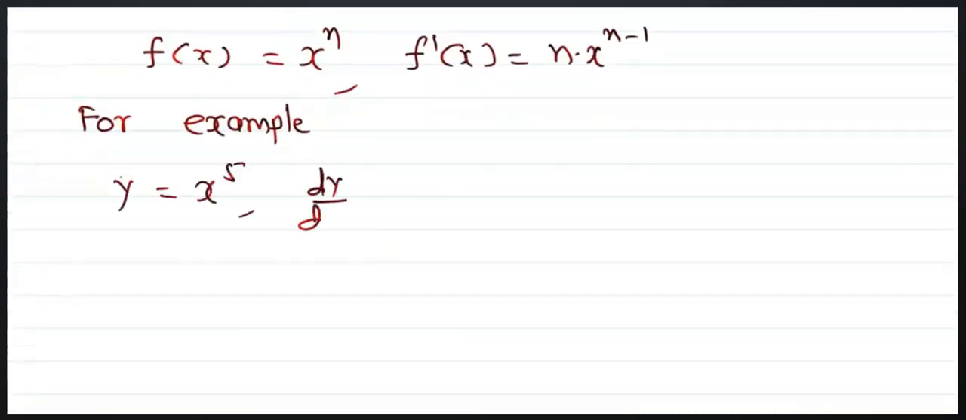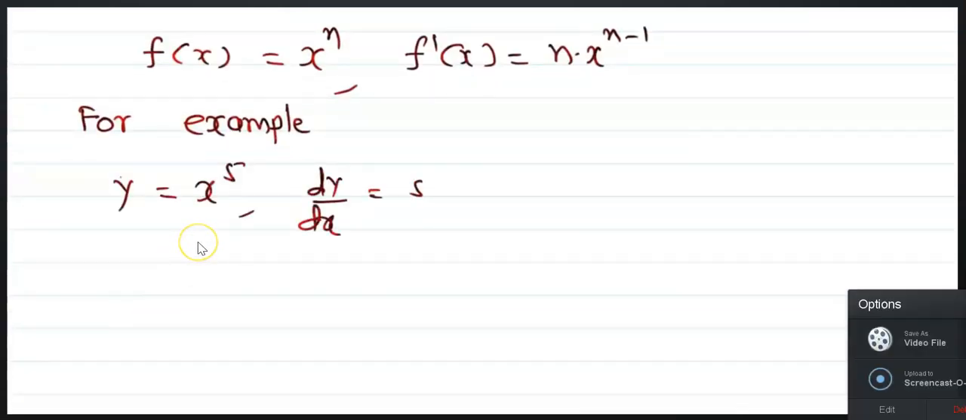For example, that is y is equal to x^5. मग याचा जर डेरिव्हेटिव्ह काढायचा असेल तर त्याची ही पॉवर पुढे घ्यायची आणि त्या 5 मधनं 1 मायनस करायचा. Therefore you will get the derivative, that is 5 into x^(5-1), that is 5x^4. Now see this here.